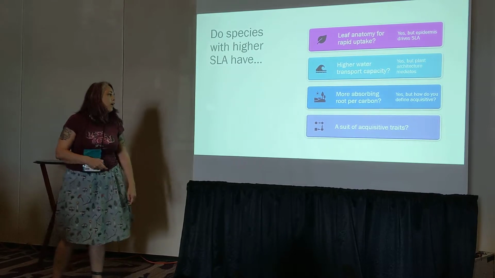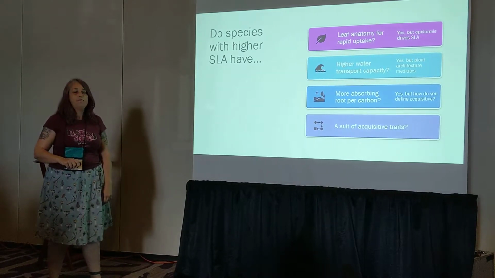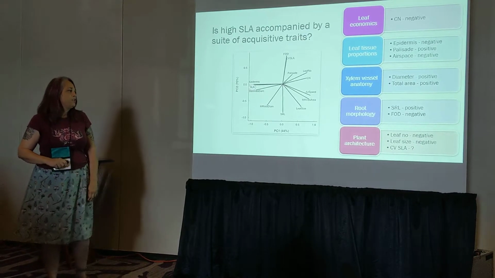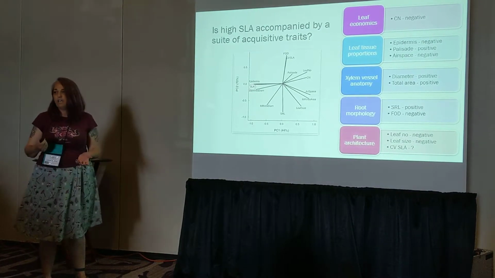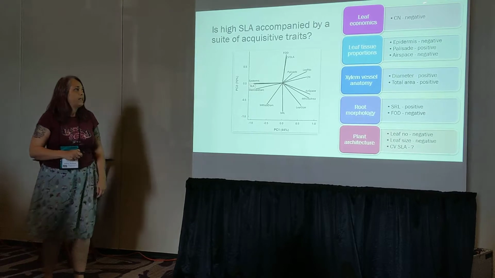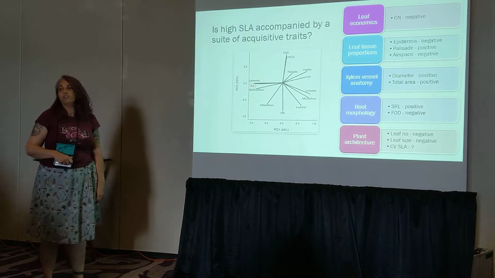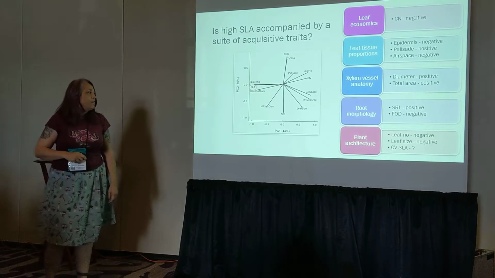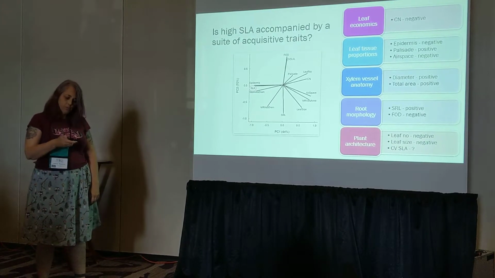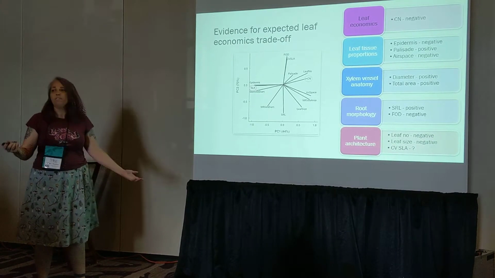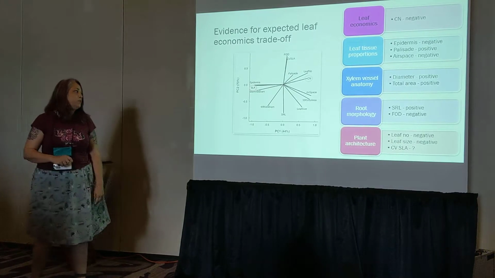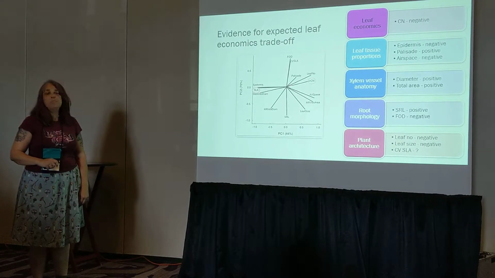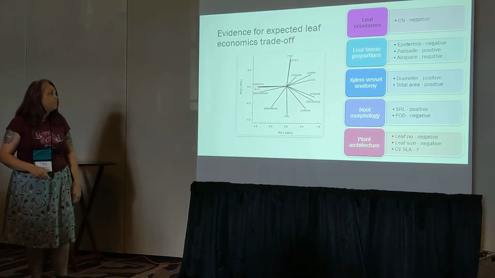So now let's get to the heart of the problem. Is there a suite of acquisitive traits? So what I'm going to do is show you results of a phylogenetic PCA, and we're just going to take all those things I just showed you and look at them in relation to one another. So what we find first is that we do recover evidence for the leaf economic spectrum in rhododendron. We see a trade-off between the specific leaf area and the carbon-nitrogen ratio, as expected. No-brainer.